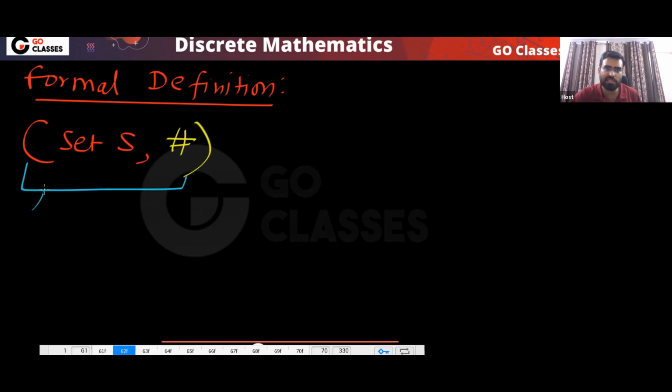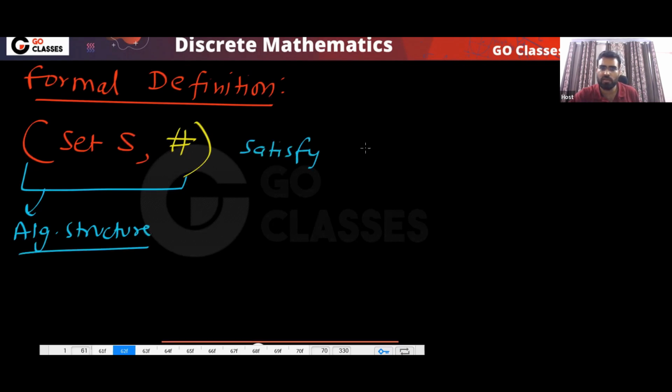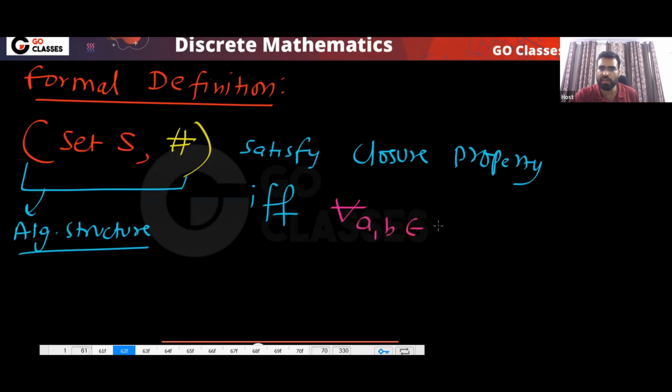This is called an algebraic structure. I told you, this is known as an algebraic structure. So this algebraic structure will satisfy the closure property if and only if, for all a, b, whatever two elements you take from this base set, a hash b should belong to S. So this is the definition of the closure property.